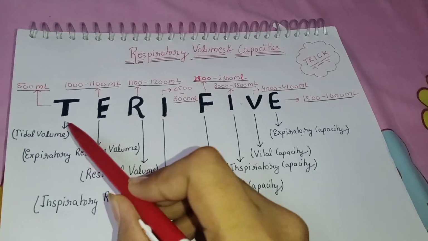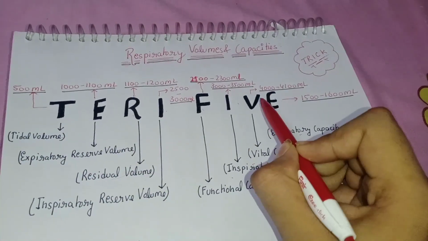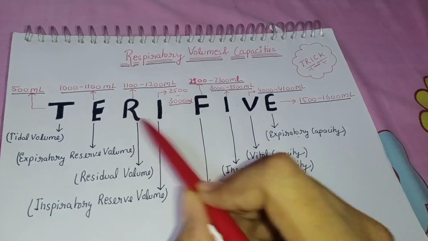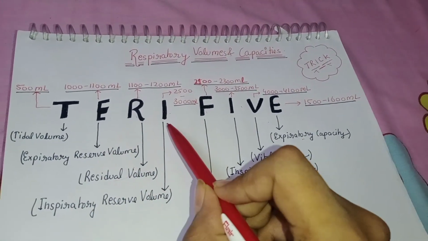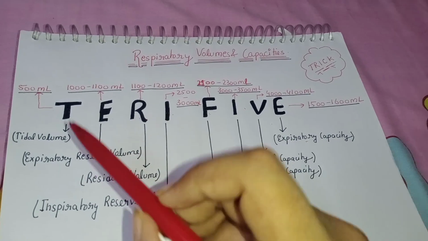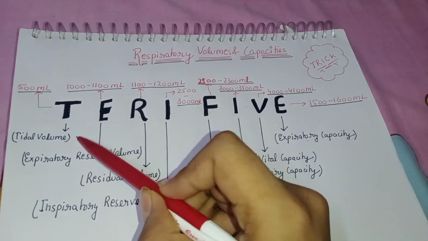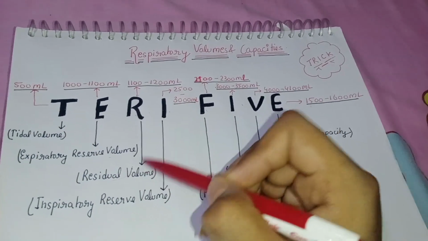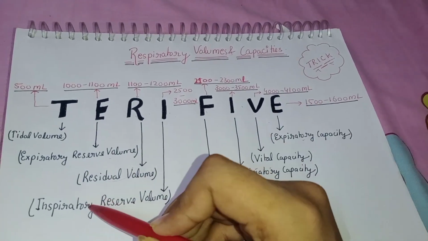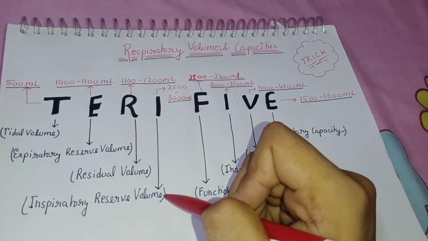So, the trick is Theory 5. Yeah, I know this is a funny trick, but if you remember this trick, then it will be very helpful for you people. So T stands for tidal volume, E stands for expiratory reserve volume, R stands for residual volume, I stands for inspiratory reserve volume.